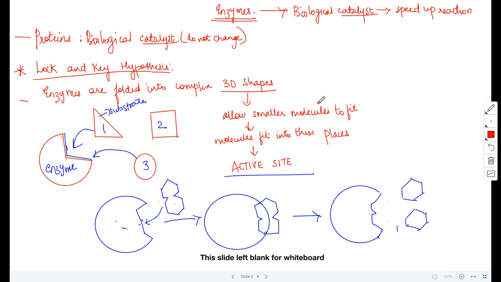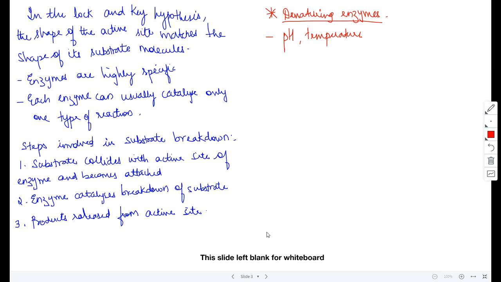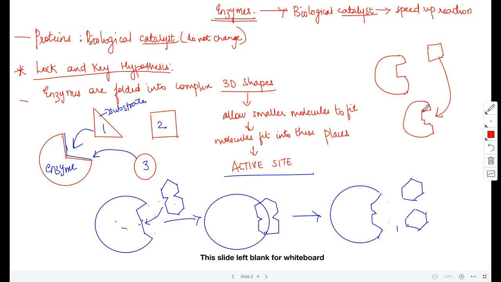Suppose there is only one substrate. This is the enzyme, the active site has a shape like this, and only one substrate can come and fit over here. But because of exposure to too much pH and temperature, the active site changes its shape like this. Will the substrate come and get attached to it? No, that is not possible, right? The substrate will no longer fit into the enzyme. That means this key will no longer fit the lock. What we say is that the enzyme has now denatured.